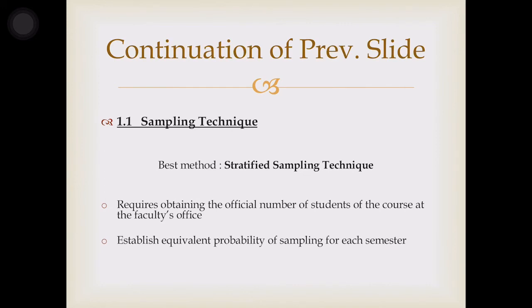Next, the best method for our sampling technique for our survey is actually the stratified sampling technique. Even though it requires us to obtain the official number of students of the course at the faculty office, we actually can establish equivalent probability of sampling for each semester. So, due to the first statement, we cannot utilize this method.